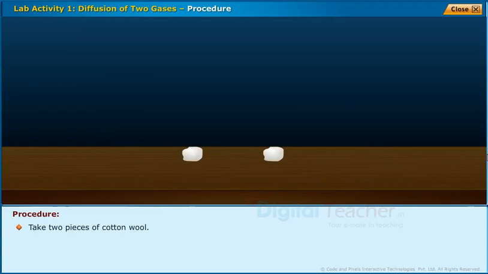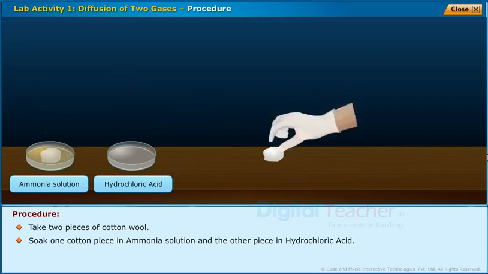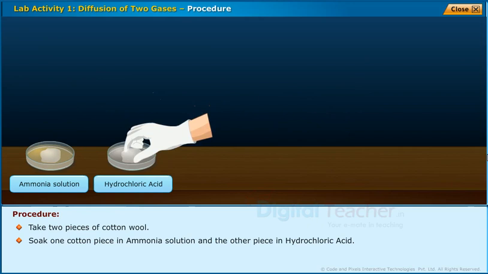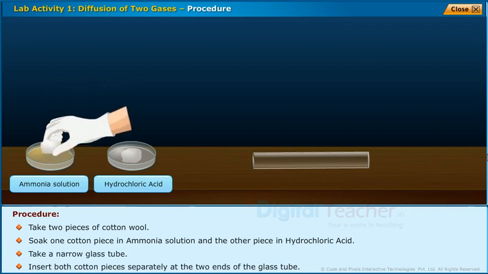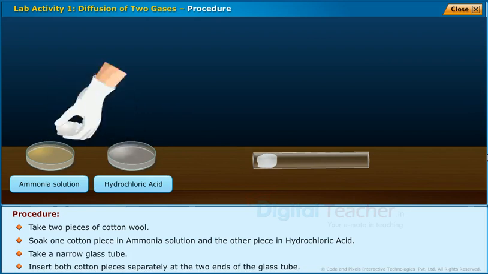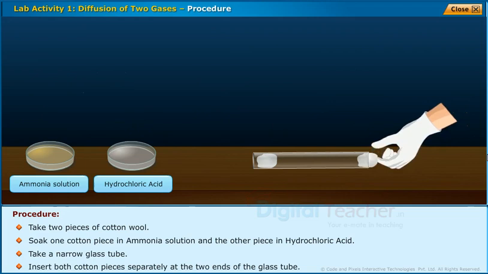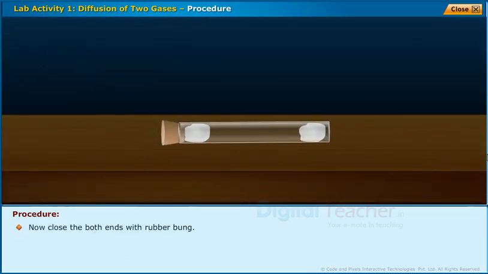Take 2 pieces of cotton wool. Soak 1 cotton piece in ammonia solution and the other piece in hydrochloric acid. Take a narrow glass tube. Insert both cotton pieces separately at the 2 ends of the glass tube. Now close both ends with rubber bung. Observe the changes.